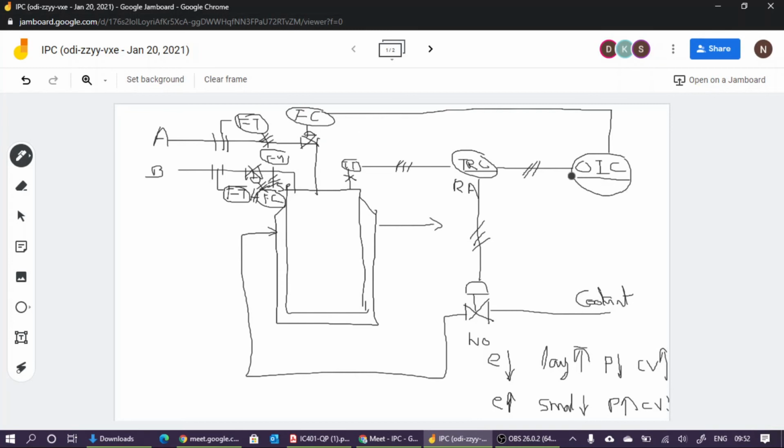So I told you the OIC, this TRC output is given to OIC. This one is an on-off controller. Either it will open the valve or it will close the, means it will give high signal or low signal. Not open or close, it will give high or low signal with respect to this TRC output. That one is given to FC. Okay. So please note this signal is acting as a set point of FC.